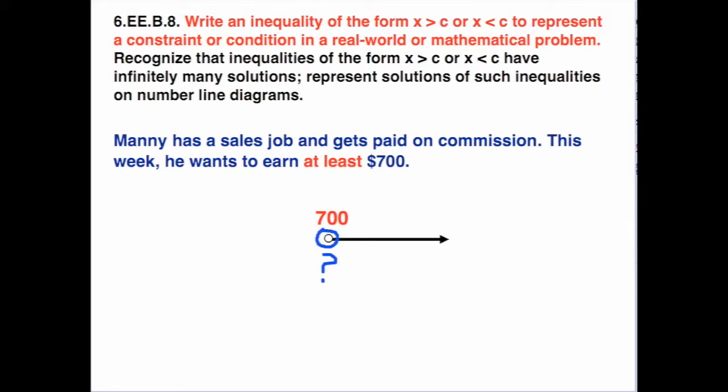But now we have a question of, okay, wait a minute, does it include the 700? Well, at least means that much or more. So it does include the 700. So we need to have a darkened endpoint to indicate that 700 is part of the solution.